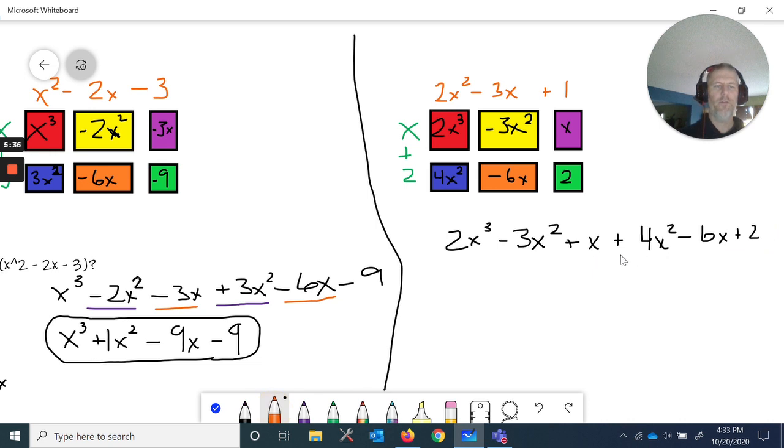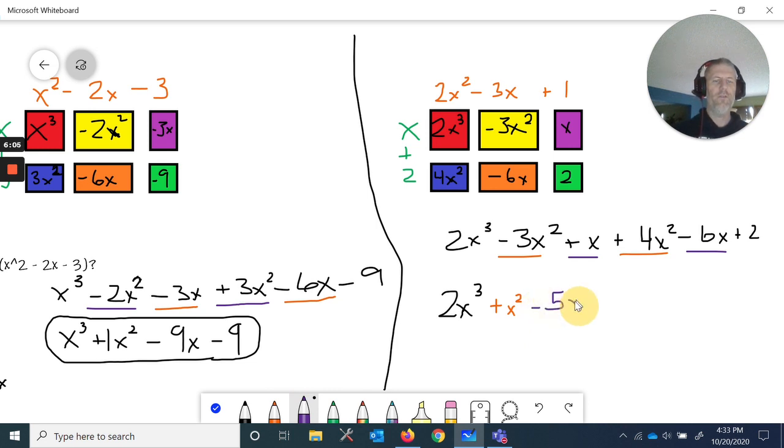Let's look for like terms. I've got an x squared here and an x squared there. And I've got an x to the first power here and an x to the first power there. So let's combine. We're going to get 2x to the third power. And then negative 3 plus 4 is 1, so plus 1x squared or plus x squared. And in the purple, we've got a 1x and a minus 6x, which gives us negative 5x because 1 minus 6 is negative 5. And then plus 2.